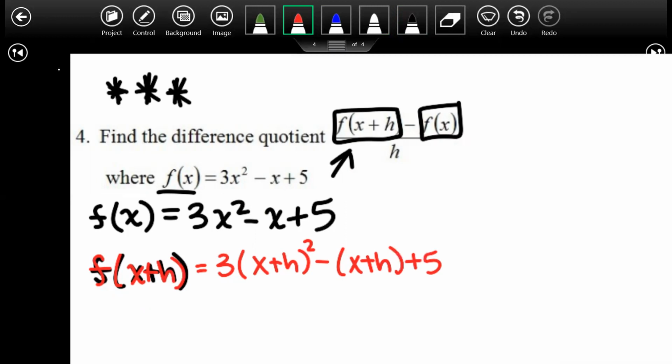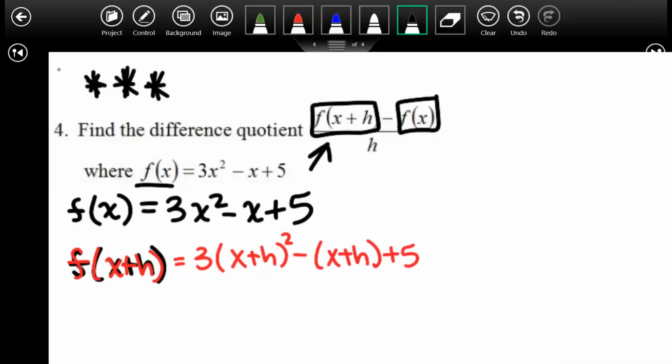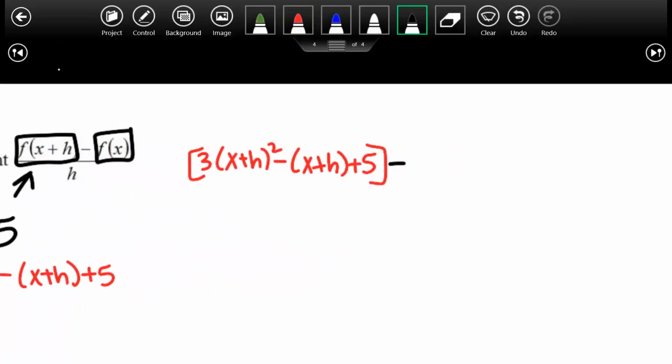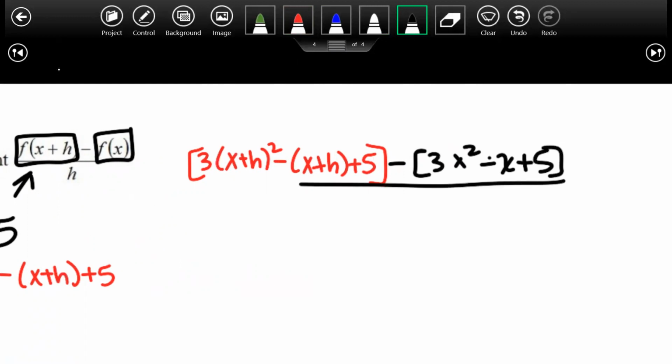Essentially, what we're doing here, if we wanted to plug into this top equation, our equation up here would be 3 times (x plus h) squared minus (x plus h) plus 5 is one equation, which we're going to subtract from f of x, which happens to be 3x squared minus x plus 5, and then we're going to divide this all by h. So if this makes sense to you, that's all we're doing.